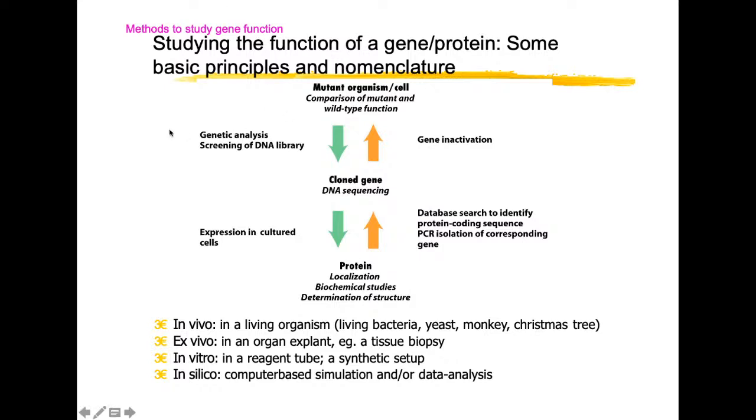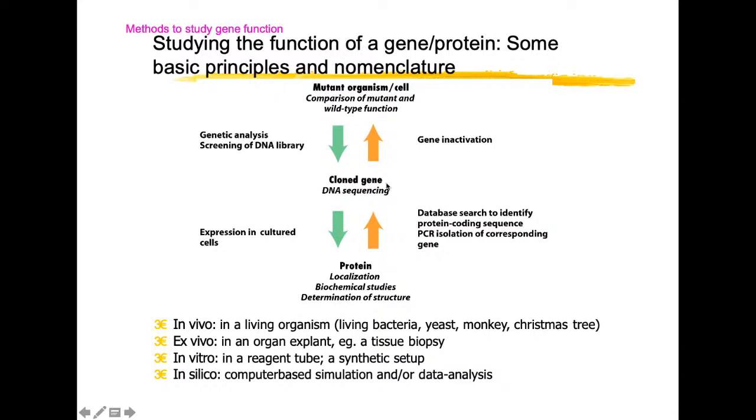So let's say you want to go for genetic analysis, screening of a DNA library. You have a mutant organism and we compare the mutant and wild type functions. You clone these genes and express them in culture cells, where the protein will be localized, and we can determine its structure. In the reverse way, from this protein, we can do a database search to identify the protein coding sequence and get to know which gene needs to be cloned, and then the gene is inactivated and we can create a mutant organism.